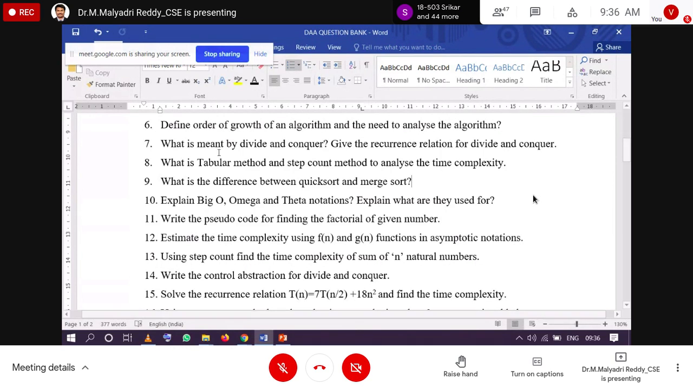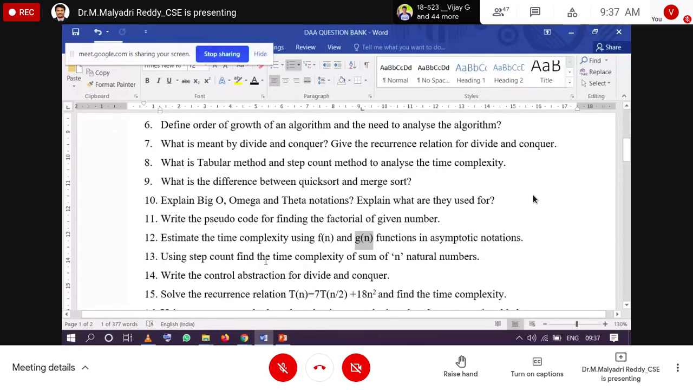12th question: estimate the time complexity using f of n, g of n functions in asymptotic notations. So f of n is one function, g of n is one more function. To implement the asymptotic notations, generally g of n is taken as the standard, and based on that, f of n will be implemented. These are two expressions, so by taking two examples, it is better to implement.